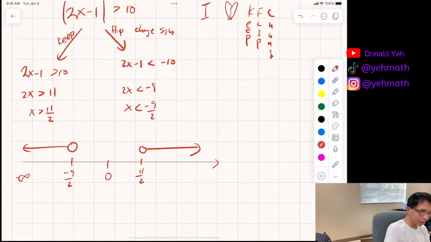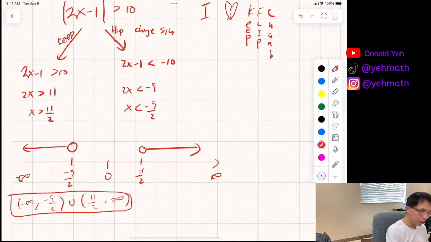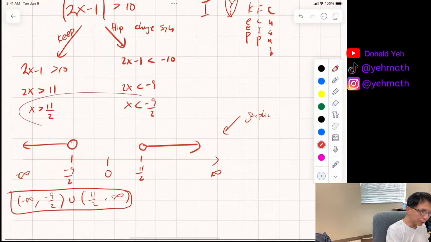Now, I write down negative infinity, infinity. I hate people reading the inequality sign. They don't read the number line from left to right. So you just see that left to right is going from here to here. So that's going to be negative infinity to negative 9 over 2, and union from 11 over 2 to infinity. And that's it. That's your solution. This is called interval notation. This is graphic notation, and this is algebraic notation.